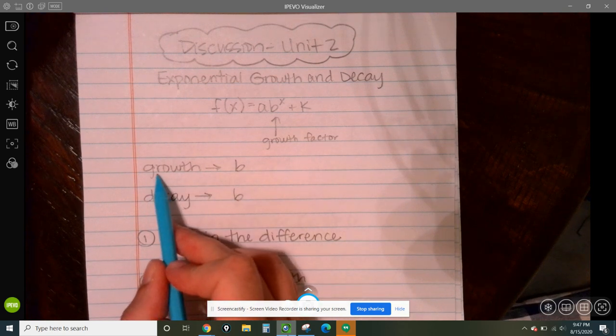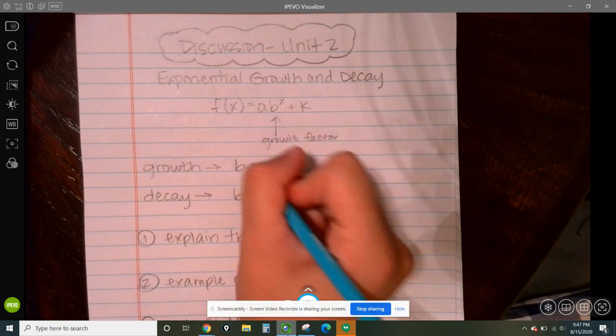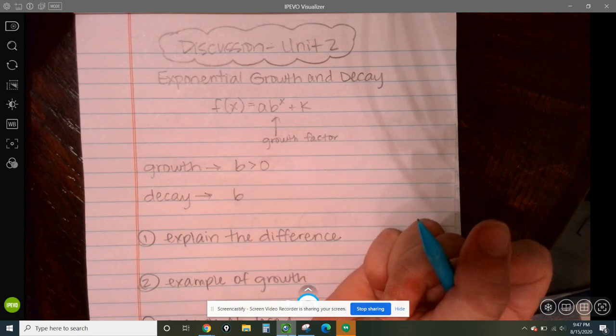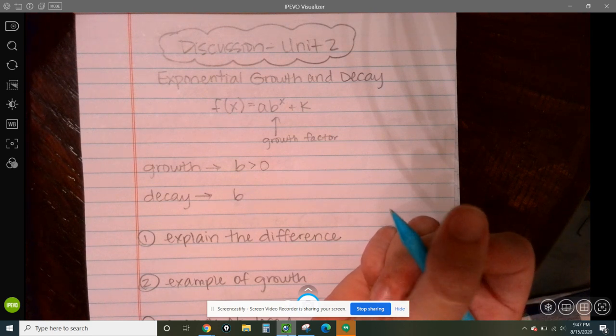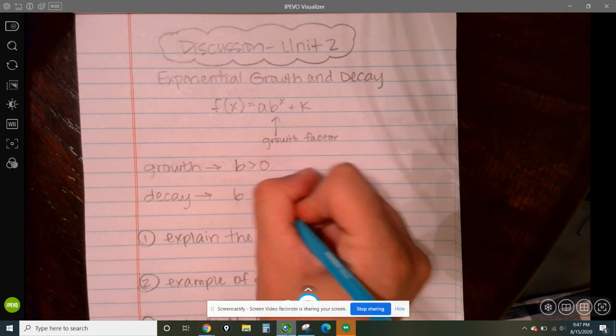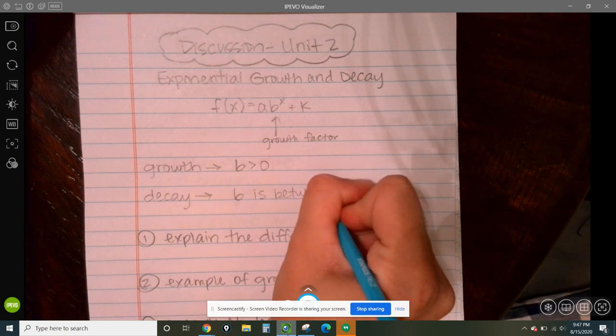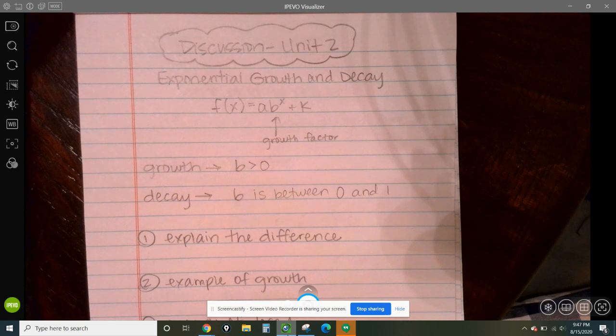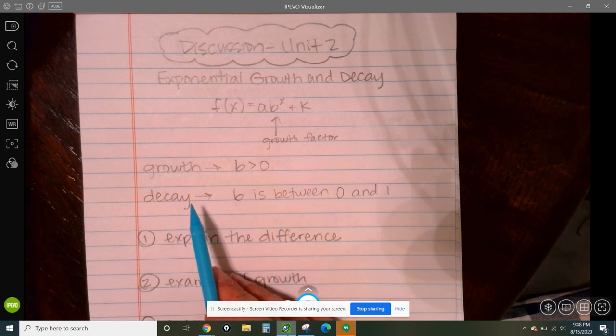So when we are talking about growth, this B, this growth factor, has to be greater than 0. So a positive growth factor makes it exponential growth. It means that it's getting bigger. When it's decay, this B, the growth factor, B is between 0 and 1. So something like 1/2 or 0.75. So B is between 0 and 1 when it's decay.